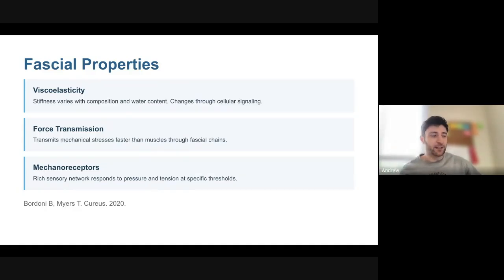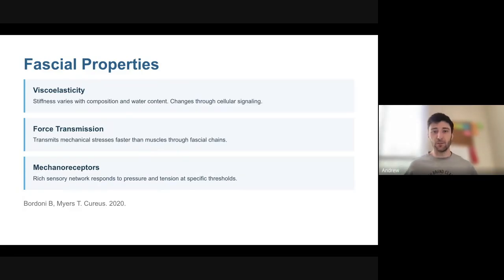So fascia is viscoelastic, meaning its stiffness varies with the composition, the collagen and the elastin, and with water. This allows changes through cellular signaling, right? So if you're dehydrated, you're going to be less elastic, right? It's not going to be able to do the same amount of stretching that it could if it was properly hydrated. But certain parts of your body, certain fascia, is going to be designed to be more stiff than elastic. And again, part of this is going to be driven by your lifestyle. This is where you, by the choices that you make every day, are changing not quite the cellular makeup, I mean, you do that as well, but you're changing the fascial makeup of your body, because you're teaching your body what loads it has to respond to over time.